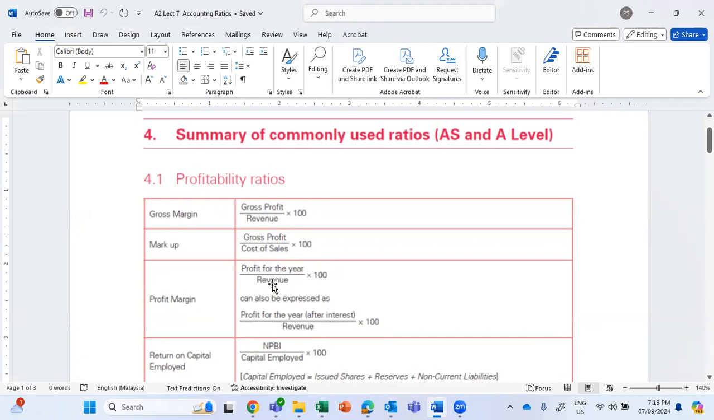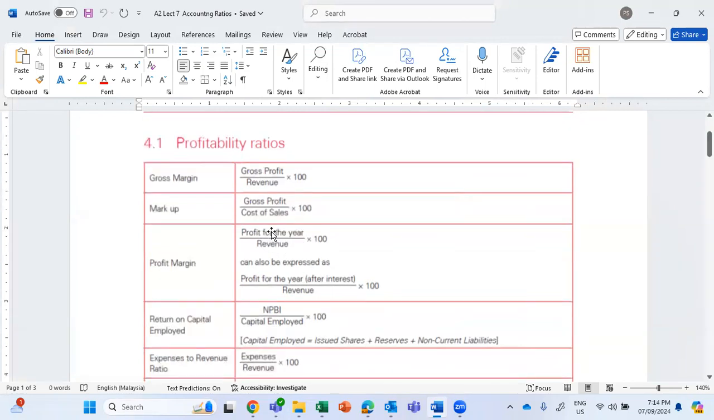The revenue here could also mean net sales, as in sales minus sales returns. Okay, but nowadays in the latest past year questions, they use the word revenue rather than sales. Okay, but if sales or sales return is given, then you must take the net sales. All right. So it can be profit for the year or profit for the year after interest, whichever way.